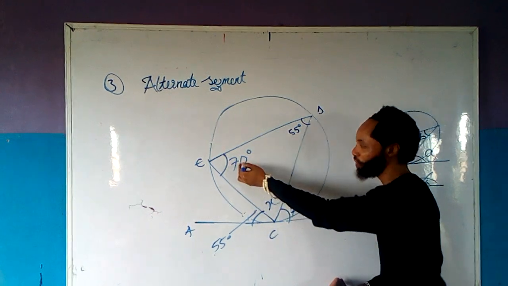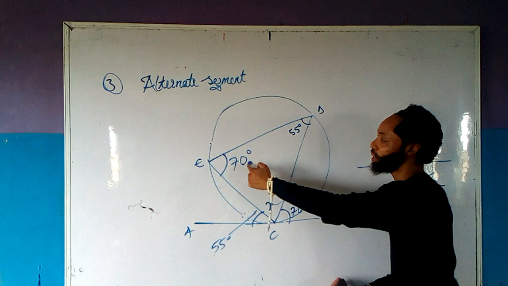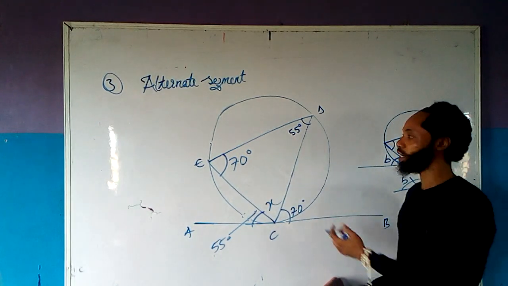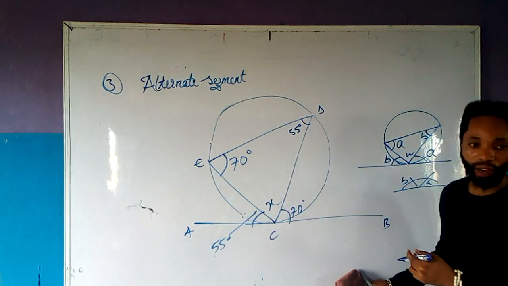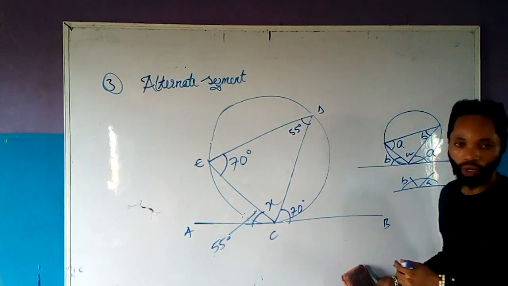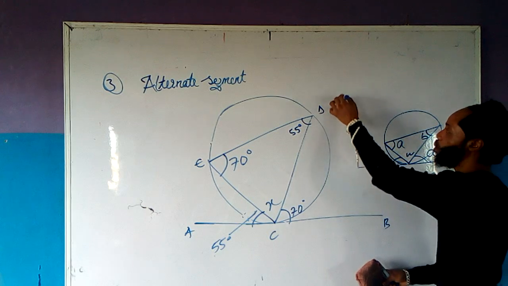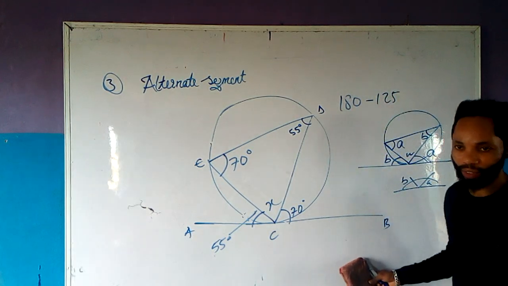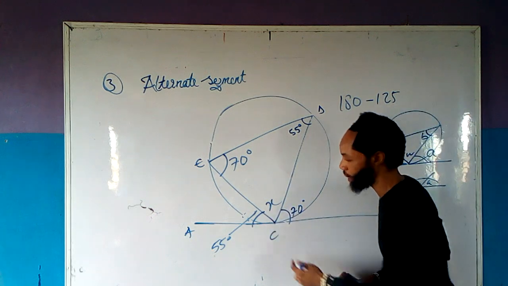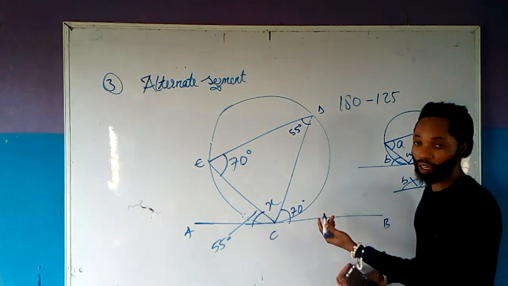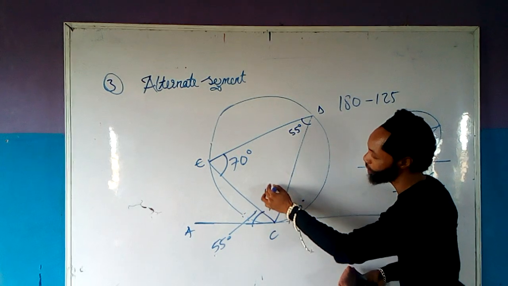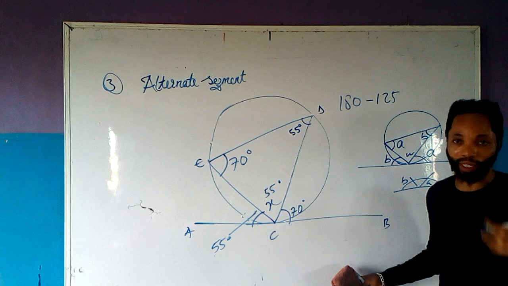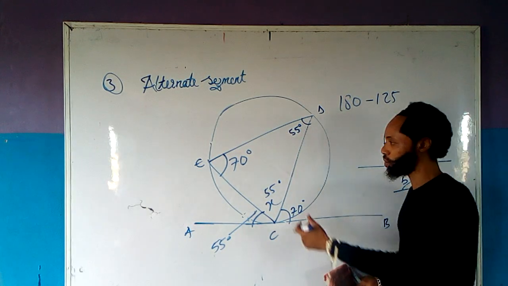So you say 55 plus 70. 70 plus 55 is what? If you add it, you get 125, right? 125. So you say 180 minus 125, and we get our value of X. We still got 55. It's a coincidence. It's not that this place is equal to this place. This question just led us to this point. I just made an assumption of the figures, the values.